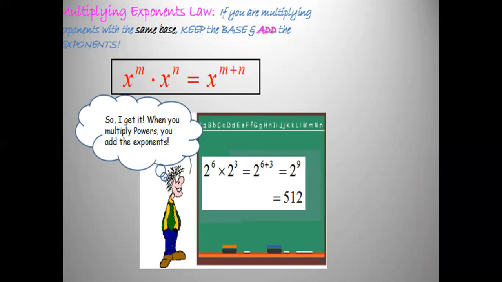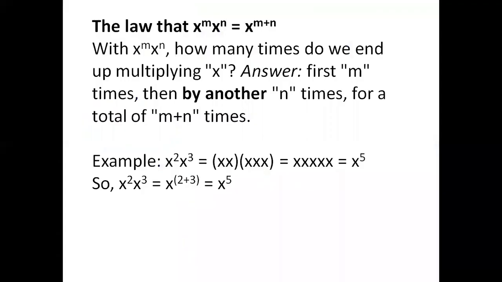Let's see one example. 2 raised to the power 6 multiplied by 2 raised to the power 3. Here 2 is the base, which is the same in both the numbers. So we are adding the powers, 6 plus 3. 2 raised to the power 6 plus 3, that is 2 raised to the power 9. So the answer will be 512.